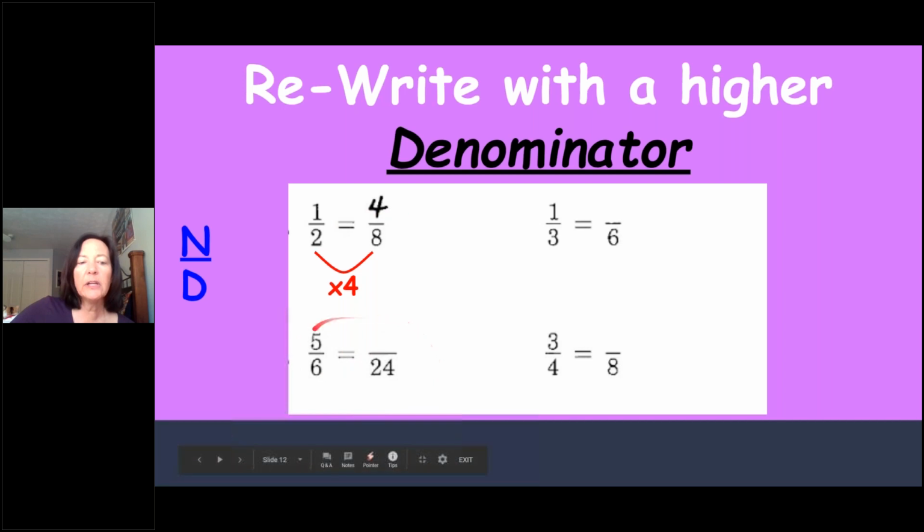Now down here, we're going to do the one here that says 5/6 equals blank over 24. And again, you can see 6 times 4 equals 24. So because the denominator or the bottom got 4 times bigger, we need to make the top 4 times bigger. So 5/6 would be how many 24ths?